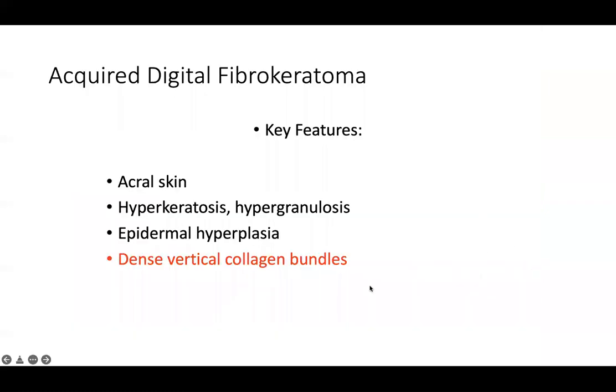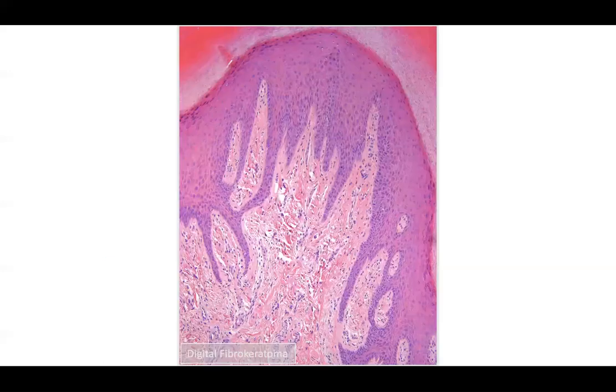Here, with a digital fibrokeratoma, you'll often see it on acral skin with overlying hyperkeratosis and hypergranulosis, with corresponding epidermal hyperplasia and dense vertical collagen bundles. So this is a recognition snapshot. Even if you didn't know the clinical at all, you could still see that this is a very thick stratum corneum, which suggests an acral surface. You've got this acanthotic epidermis with elongated, spiky rete ridges, and then this oriented collagen with no small nerves inside of the stroma there.